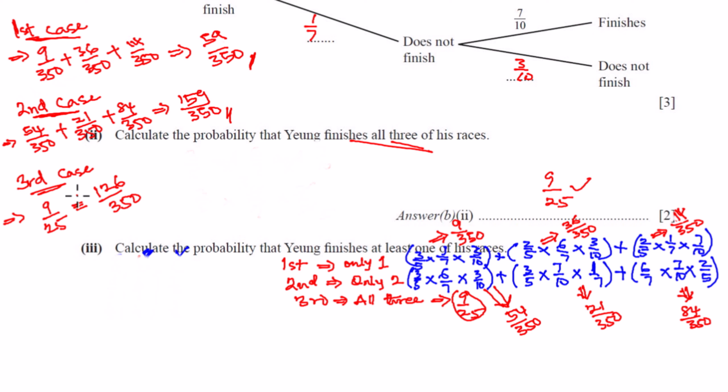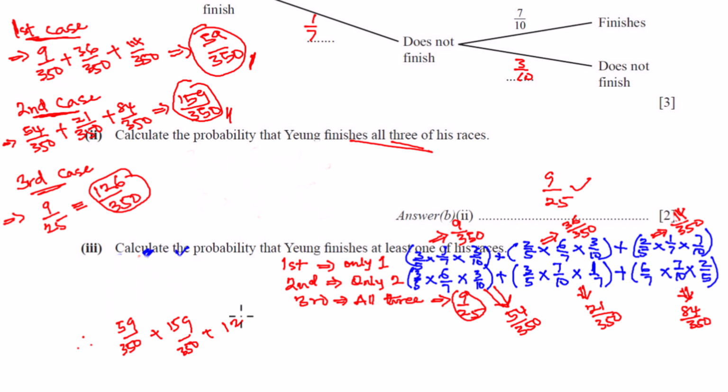Okay, so we can then go ahead and add up these three values: 59 over 350, 159 over 350, and then 126 over 350. Whatever we get from there will now be our final answer. So this gives us 59 over 350 plus 159 over 350 plus 126 over 350.